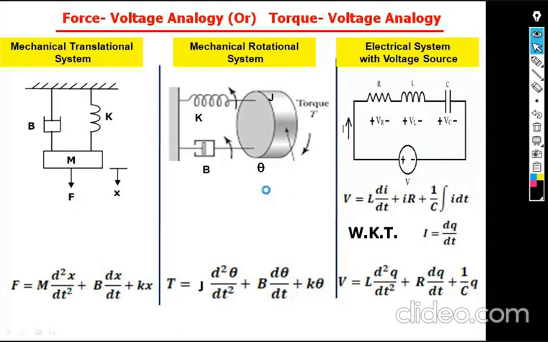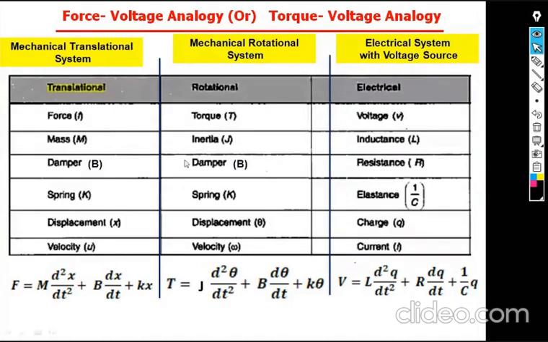The same thing I am representing in the form of a table, the same thing I said before. So force is equal to voltage, mass is equal to inductance, B is equal to R, spring K is equal to elastance, that is 1 by C, the displacement X is equal to charge Q, and the velocity V is equal to the current I. This is related to force to voltage, or torque to voltage, converting the given mechanical system with a voltage source.